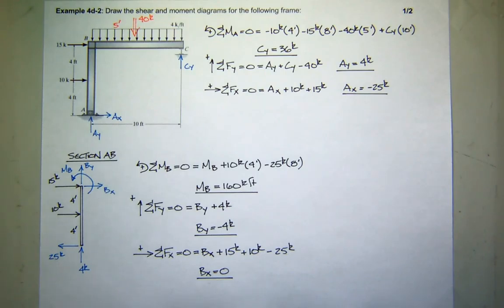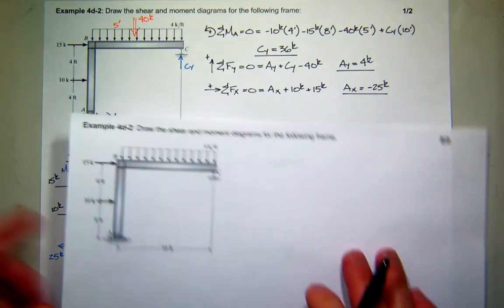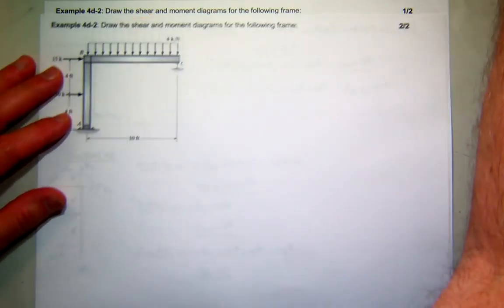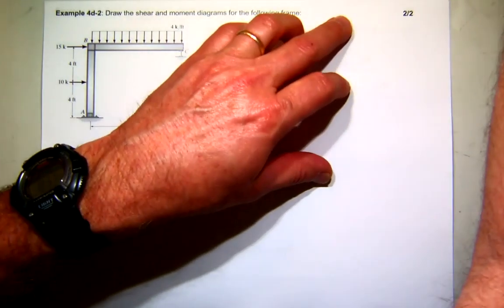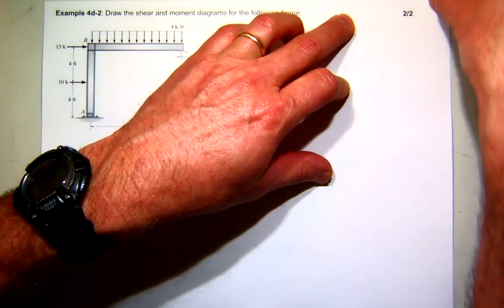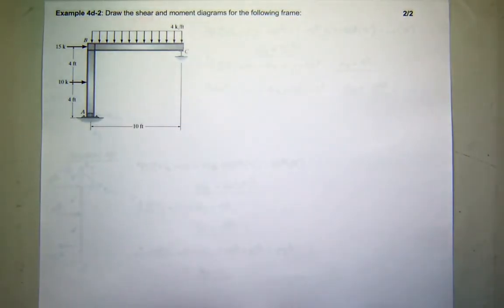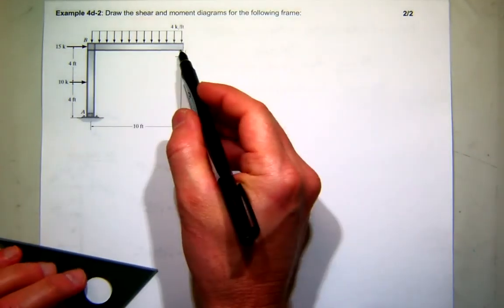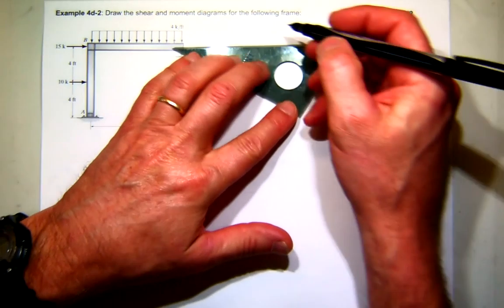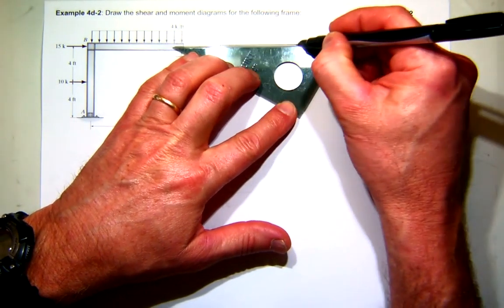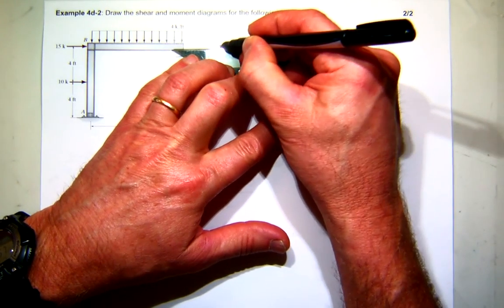And now we have enough information to draw the shear force and bending moment diagrams. So let's get a fresh sheet here, and I'll transfer that. We don't have to start with AB. In fact, I don't think I'll start with AB this time, just to show you that you can go any direction you like. I'm going to start with BC first, so I'm going to draw the diagram for BC.